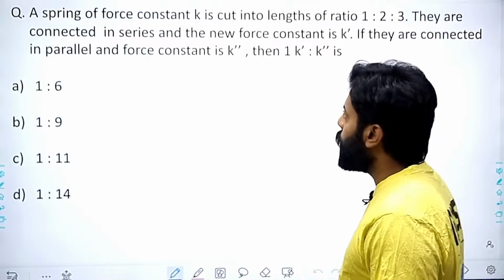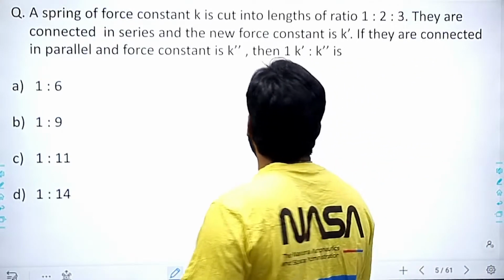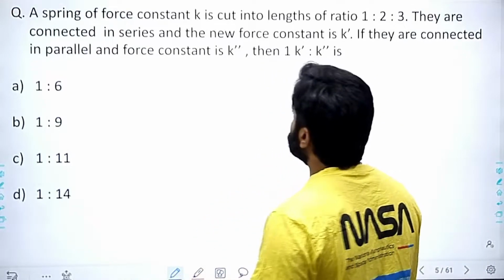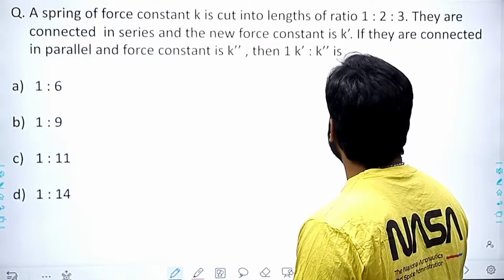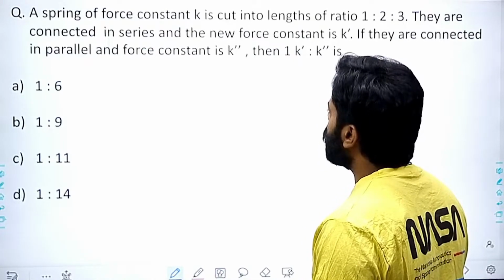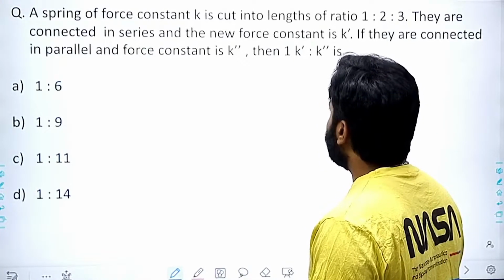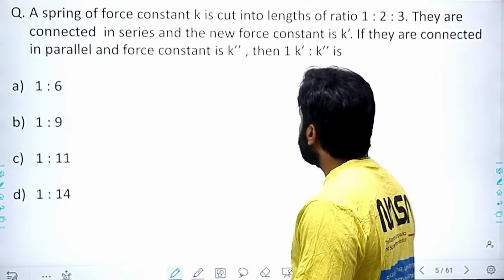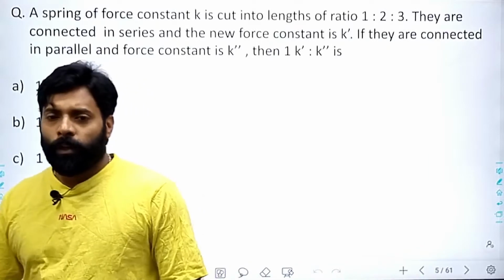A spring of force constant K is cut into lengths of ratio 1:2:3. They are connected in series and the new force constant is K dash. If they are connected in parallel, the force constant is K double dash. Then K dash by K double dash is?